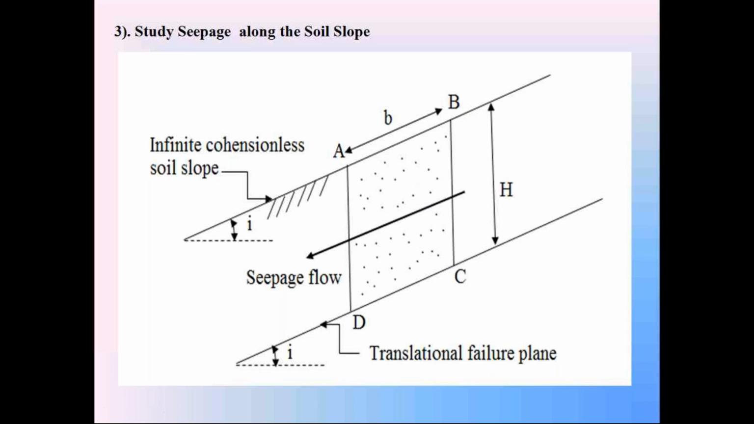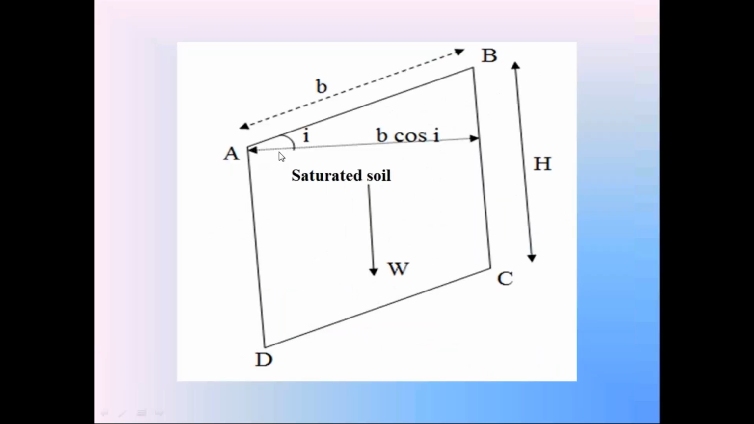That saturated unit weight, gamma sat, is equal to the weight of this soil prism, W, divided by the volume of the soil prism. Volume V is equal to H into B cos i. Now coming to that calculation of the weight of this soil prism first. So first we calculated the horizontal width of the soil prism. The horizontal width is B cos i. So the area of this soil prism is H into B cos i.